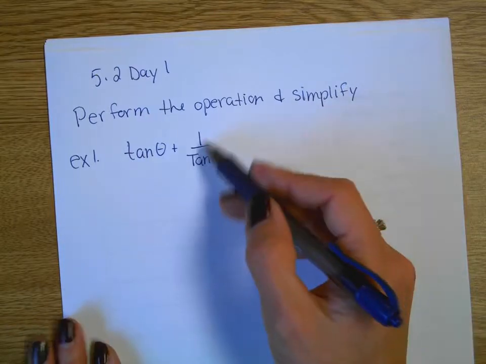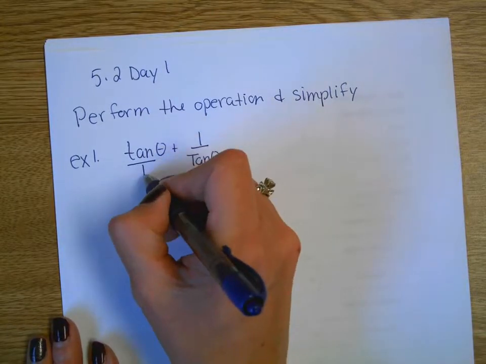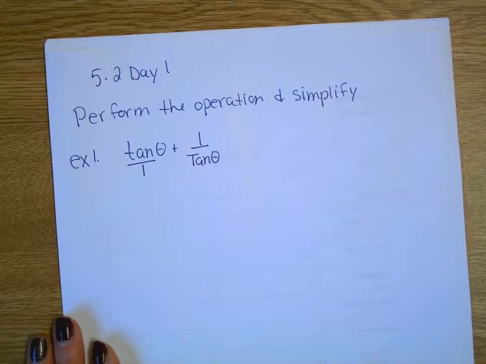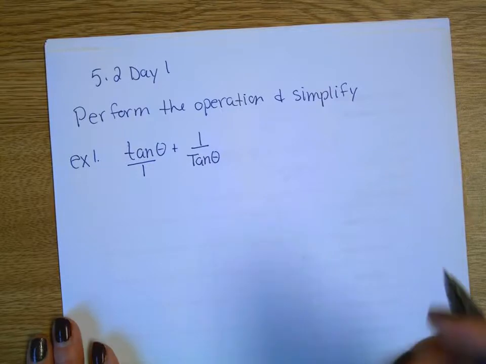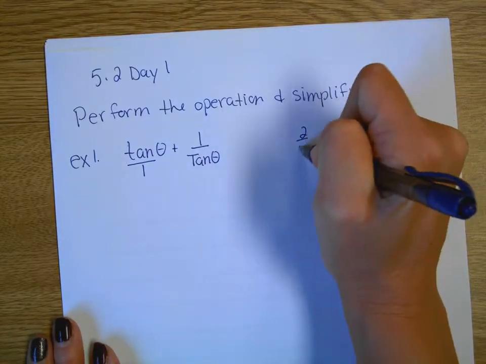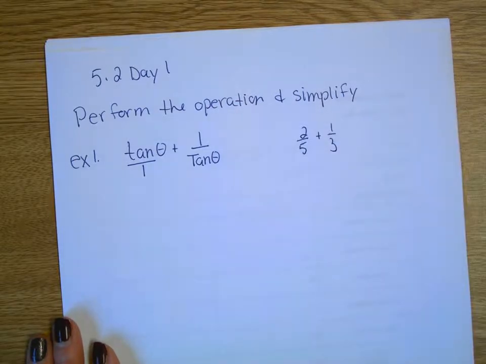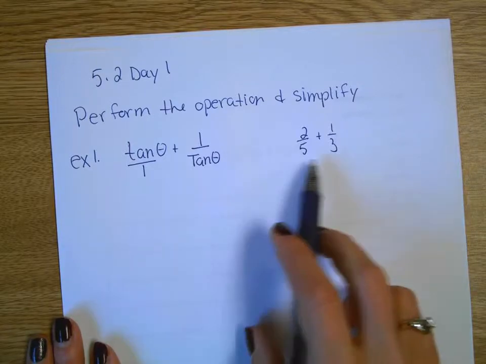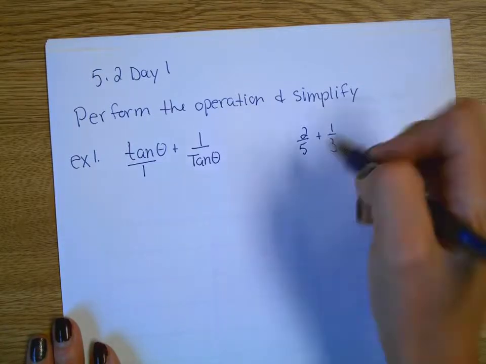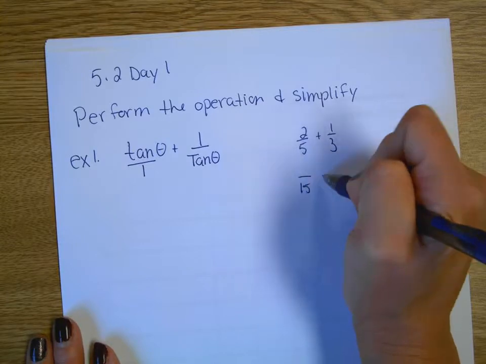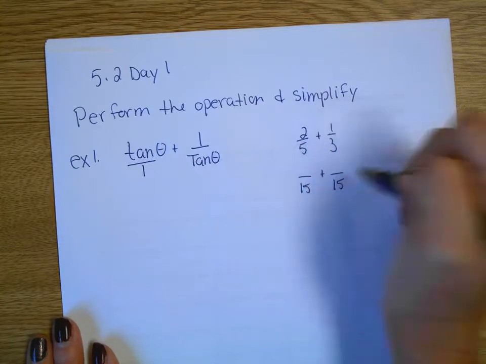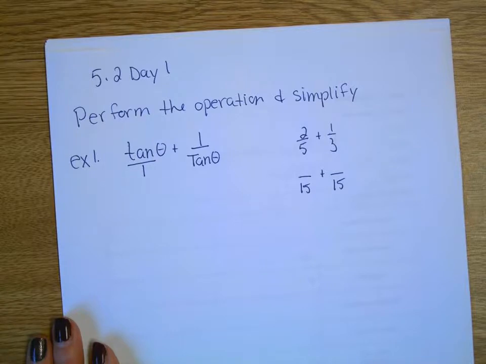Because this is a fraction, I'm going to make this a fraction. Okay, I'm going to take you back to 7th grade for a minute. If you were going to add 2/5 to 1/3, what would you have to do there? You get a common denominator, correct? What would your common denominator be here? 15. So you'd have to get them both to be over 15. Yes, it's going to be the same process, but with trig functions instead of numbers.